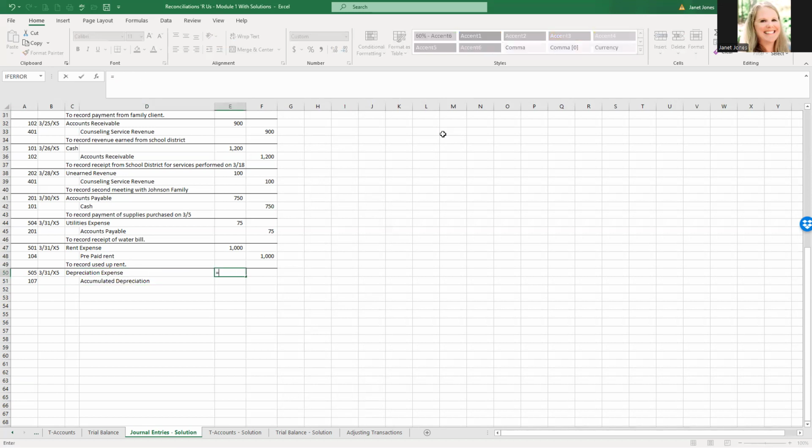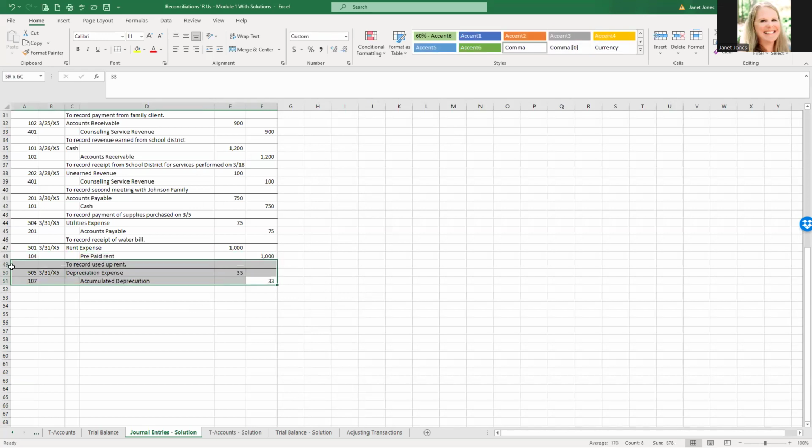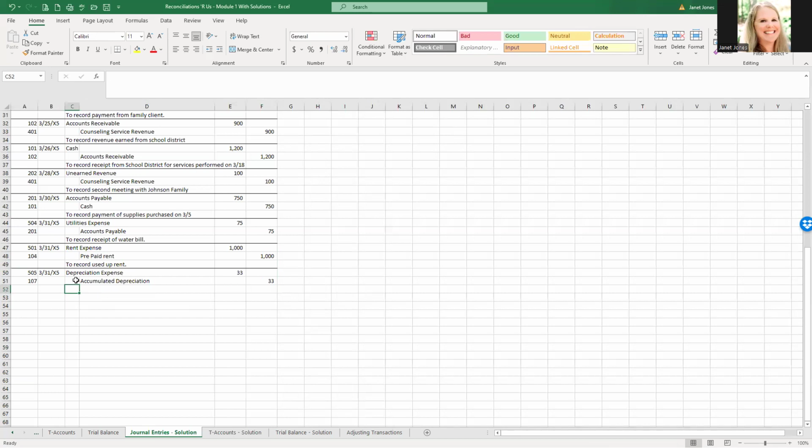So again, we are going to have $2,000 as the cost. There's no salvage value. So typically it would be the cost minus the salvage value and divide that total by the useful life. So our useful life in this case is 60. We're using 1/60th. So every month we're going to record $33 worth of expense. To record depreciation expense on computer.